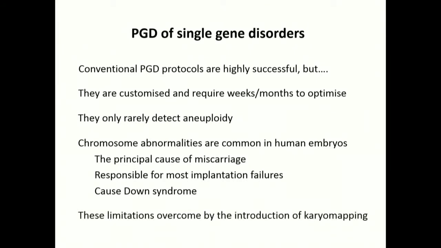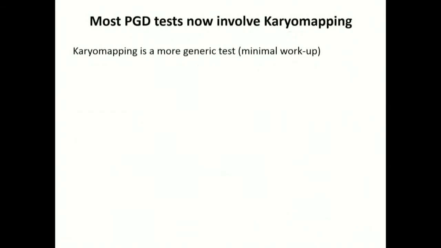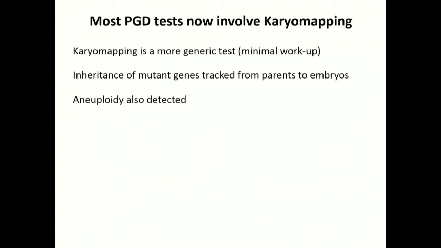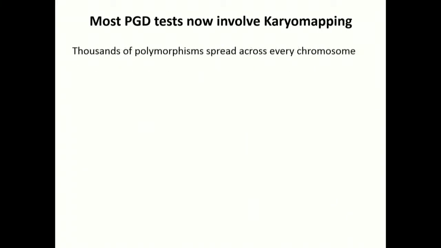Now, thankfully, all of these limitations have been overcome with the introduction of karyomapping. If you could describe karyomapping perhaps as a more generic approach to PGD. It's based on a genome-wide SNP array, and essentially you're going to track the inheritance of polymorphisms rather than mutations. It also allows us to see some aneuploidies.